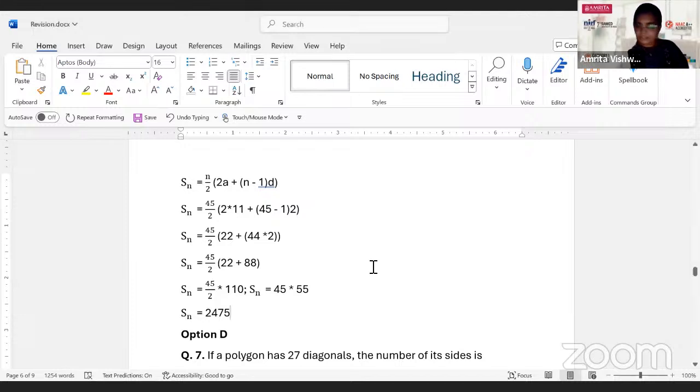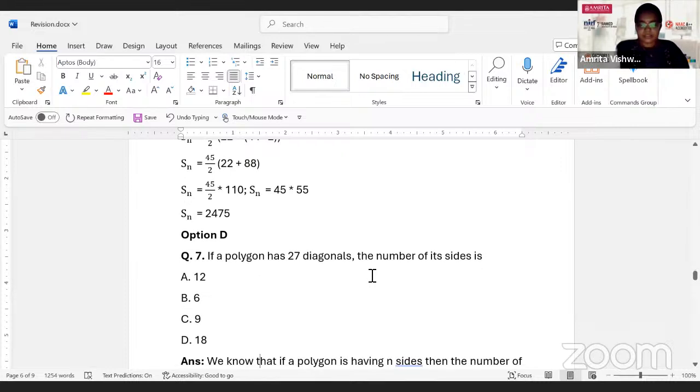I think majority have mentioned option D only. Now we'll move to the next question. The same thing that we have mentioned earlier. You know the formula. A polygon has 27 diagonals. What's the number of its sides? Give me the answer. Is it something like 12, 6, 9, or 18? This I want an answer from you because we have solved the same question today.